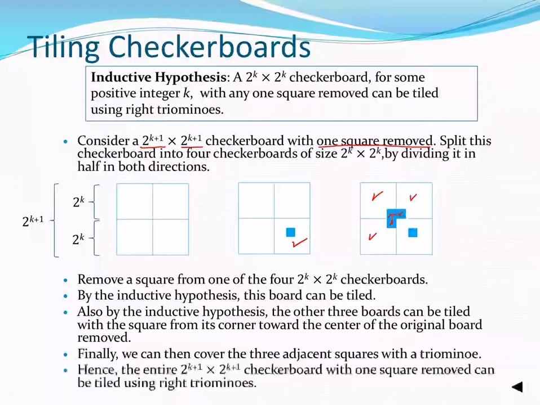So since we were able to show that we could tile a 2 to the k plus 1 by 2 to the k plus 1 checkerboard, assuming the inductive hypothesis, then Pn is proved true for all n greater than or equal to 1.